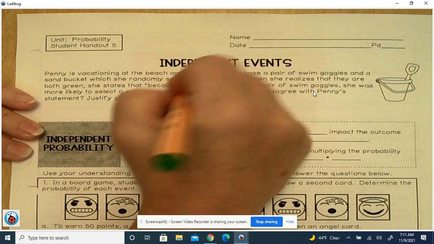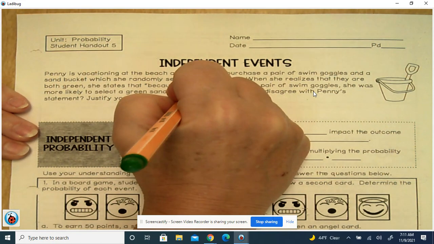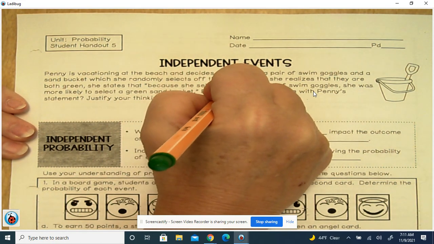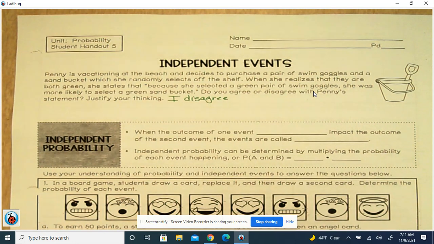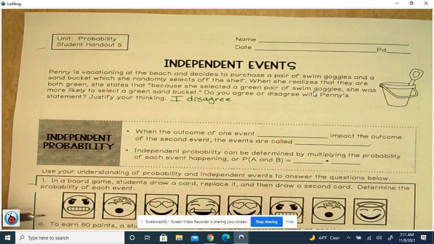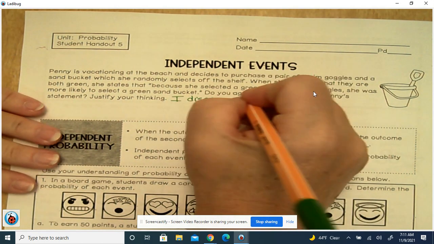I'm going to disagree, because the fact that the goggles are green doesn't have any impact on what color sand bucket she would pick. The sand bucket choices didn't change when a pair of goggles was selected, so I disagree.